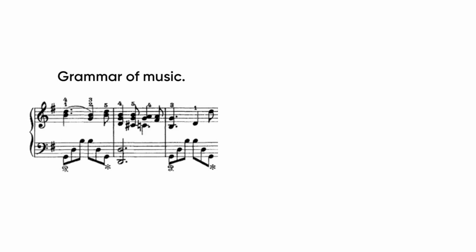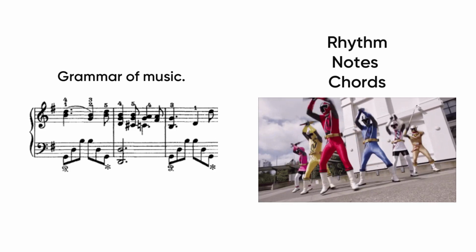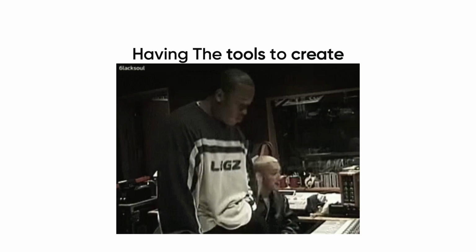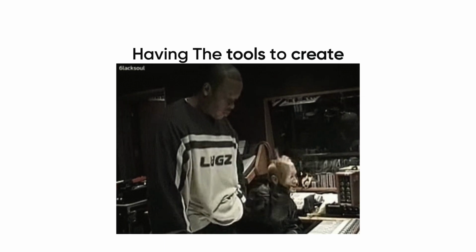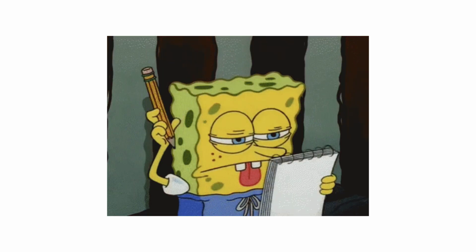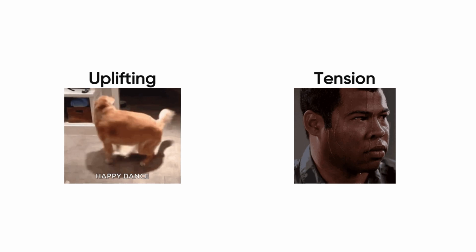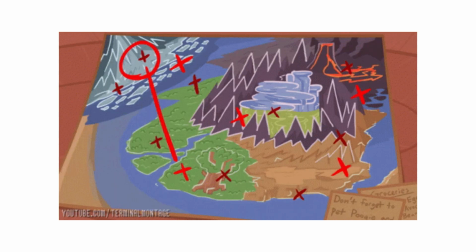Think of it as the grammar of music, a way to understand how notes, rhythms, and chords come together to create the songs we love. It's not about rigid rules. It's about discovering tools that make music easier to understand and more exciting to create. Music theory helps you decode why a particular melody feels uplifting or why a chord progression creates tension. It's like a treasure map guiding you through the endless possibilities of sound, rhythm, and harmony.